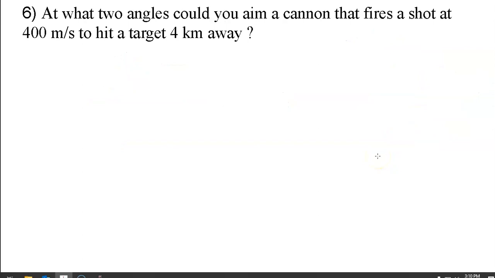Here, number 6: at what two angles could you aim a cannon that fires a shot at 400 meters per second? There's a number. I'm really interested in the numbers. Wonder what that would be. Oh, that's my initial velocity. I'm going to hit a target 4 kilometers away.